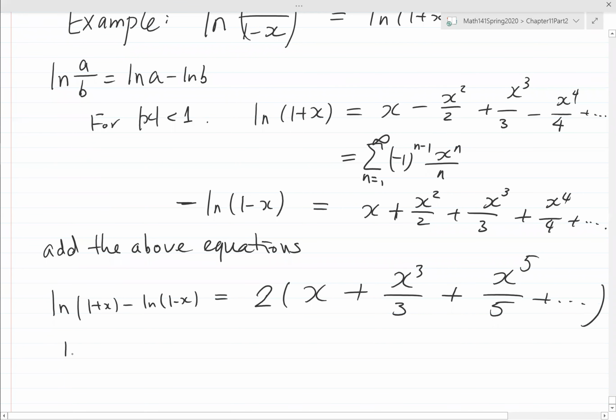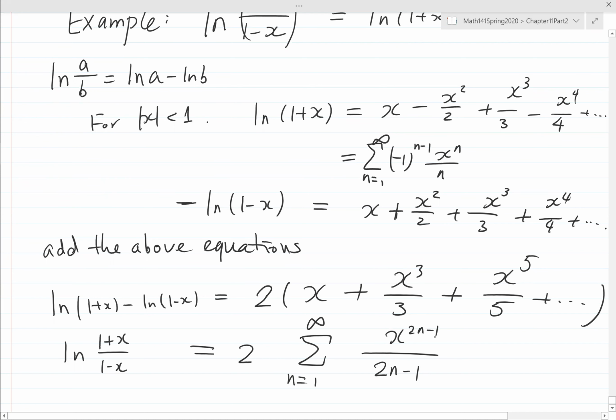So this will be ln((1 plus x) over (1 minus x)), using the property of ln. We get twice the sum, in sigma notation, over all the odd powers: n from 1 to infinity, x to the power 2n minus 1 over 2n minus 1. Okay, then you are done.